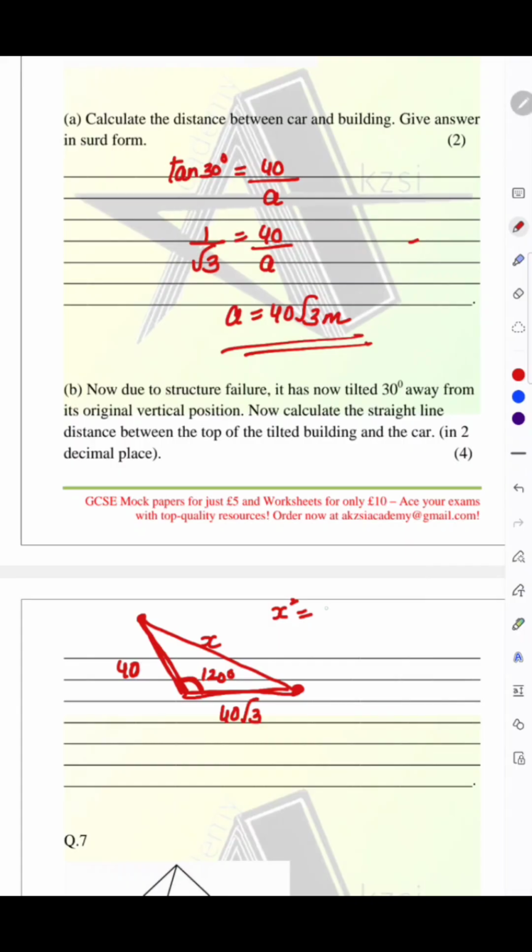So x squared is equal to 40 squared plus 40 root 3 squared minus 2 times 40 root 3 times cos of 120 degrees. Now if you're not aware of the cosine rule at all, let me just explain to you.